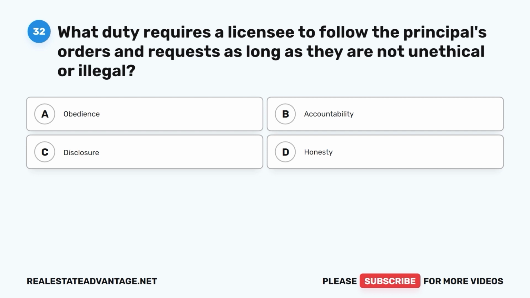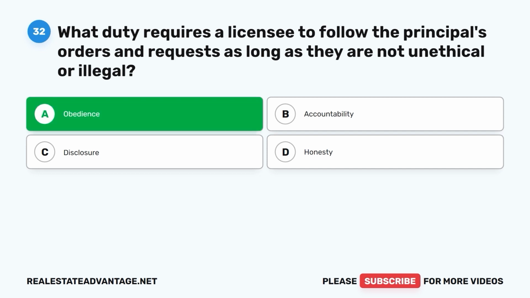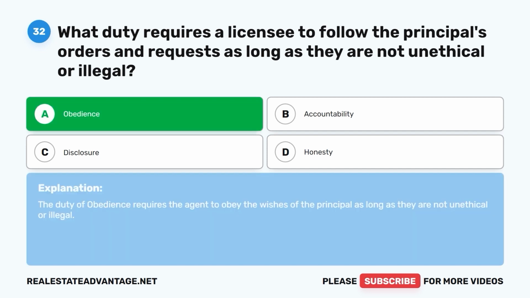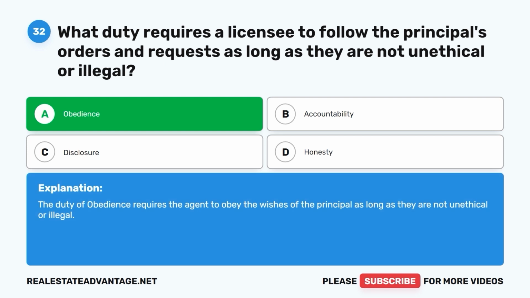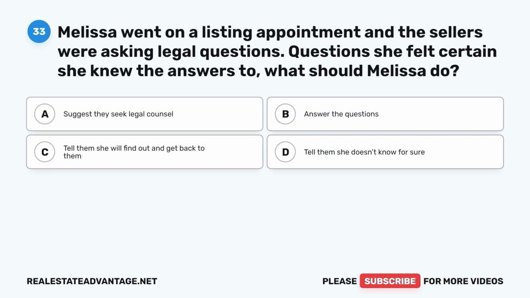The correct answer is A. Obedience. The duty of obedience requires the agent to obey the wishes of the principal as long as they are not unethical or illegal. Question 33.